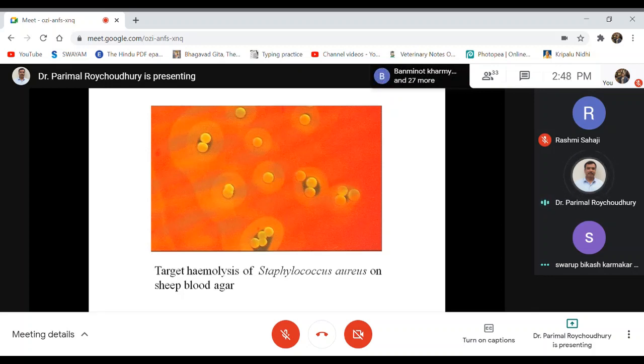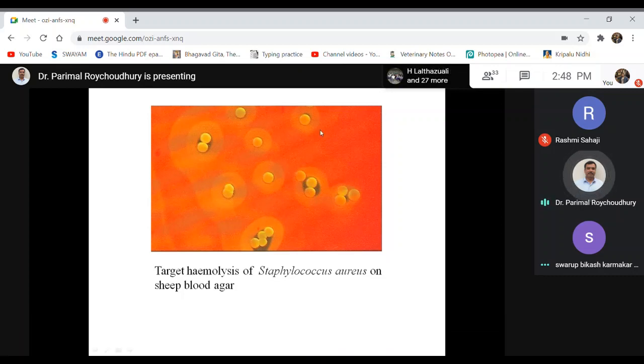So this is a picture of Staphylococcus aureus. This bacteria always produces a pigmented colony. That's why this particular species name is aureus. Aureus comes from the word aura, and aura means gold. They produce golden yellow colonies. It is a pigment produced by the organism in the culture plate. So these are the golden yellow colonies produced by Staphylococcus organism.